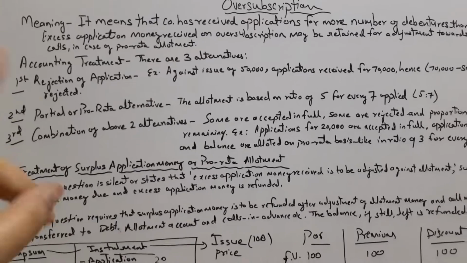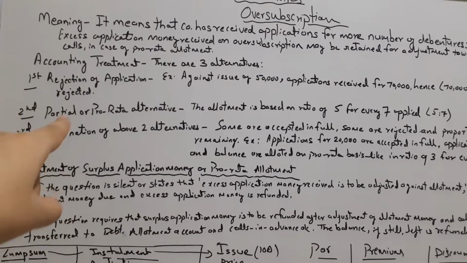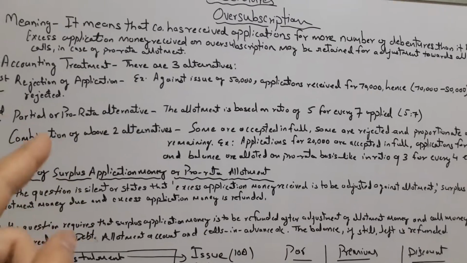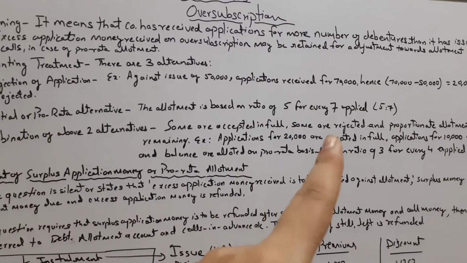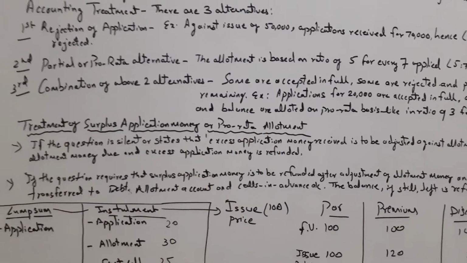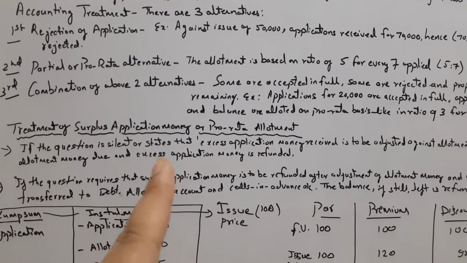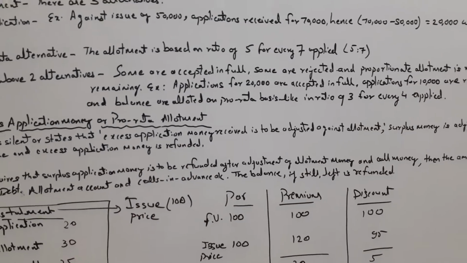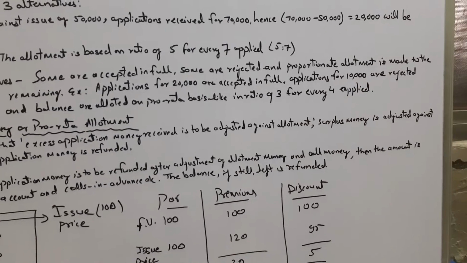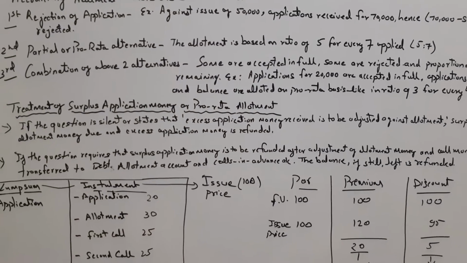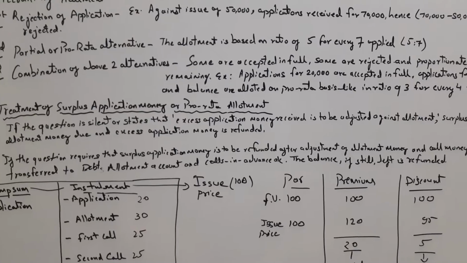So there are only 3 alternatives: either go for rejection, or there is a partial allotment, where debentures are allotted on some proportion basis. Now, treatment of surplus money on pro rata allotment. If the question is silent or states that excess application money received is to be adjusted against allotment, surplus money is adjusted against allotment money due, and excess application money is refunded.